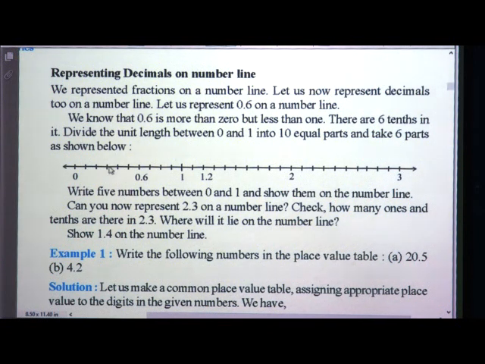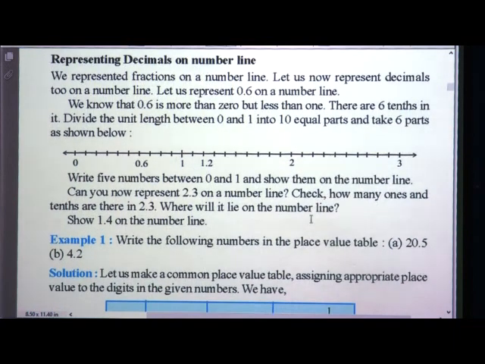We know that 0.6 is more than 0, but less than 1. So we represented this number on the number line. Can you now represent 2.3? Yes, we know that 2.3 is the decimal that lies above 2 and below 3. So it means 2.1, 2.2, 2.3. We get 2.3 here on the number line.